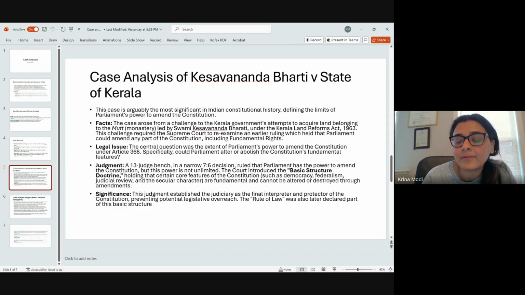So if you have any cases where you're looking into how the fundamental rights of citizens are protected, or how each citizen has fundamental rights, you can look into this case and analyze it. The judgment given in this case is that Parliament cannot alter the fundamental rights or constitutional features. So this is the significance of the case.